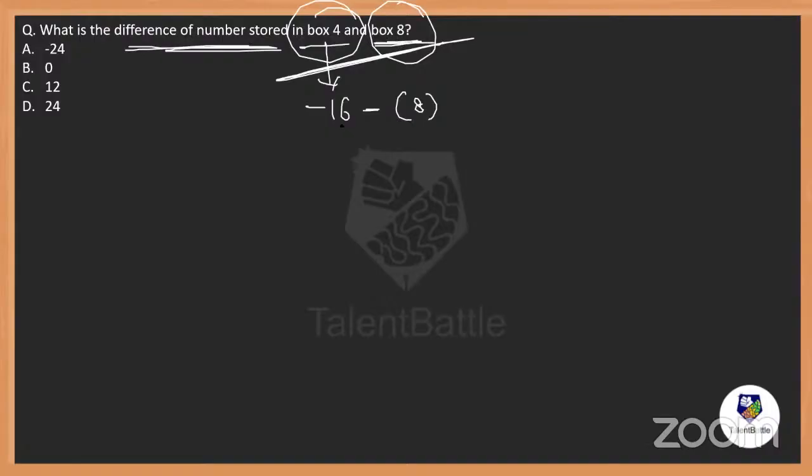Box 4, it is minus 16. Box 8, it is minus 8. So how much is the answer? Minus 16 and minus 8 is minus 24, right? Minus 24 is the difference. Option A, not 0. Minus 16 is in box 4 and minus 8 is in box 8. So how much is the difference between both of them? Minus 24.